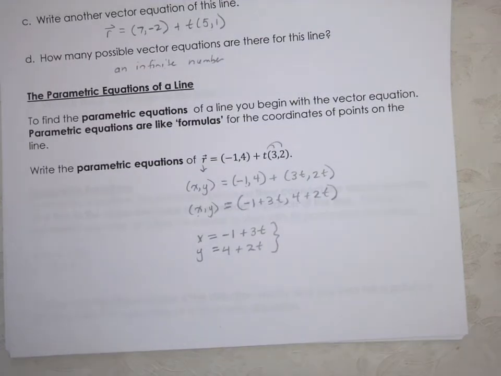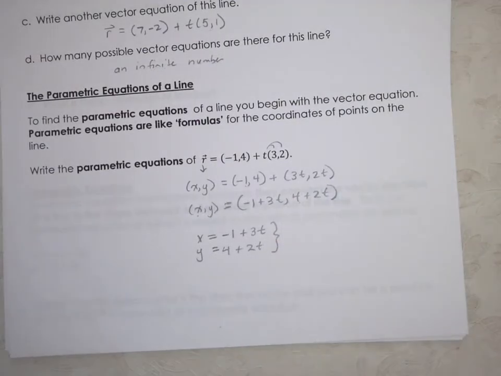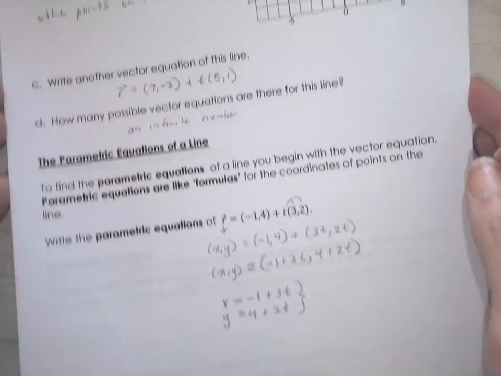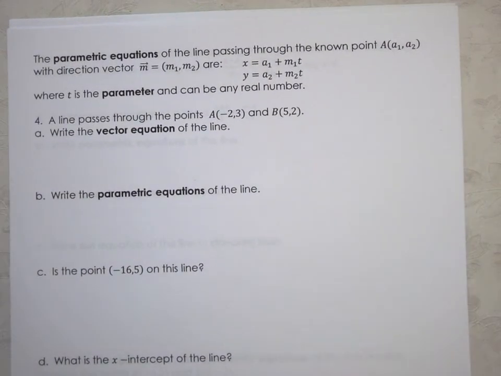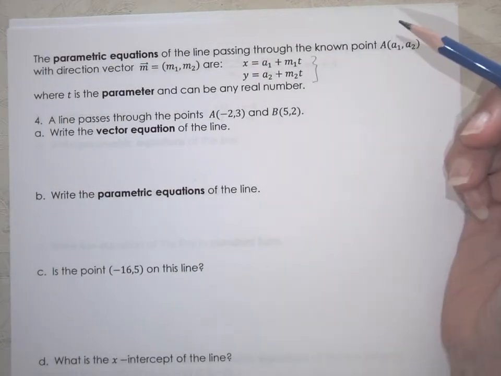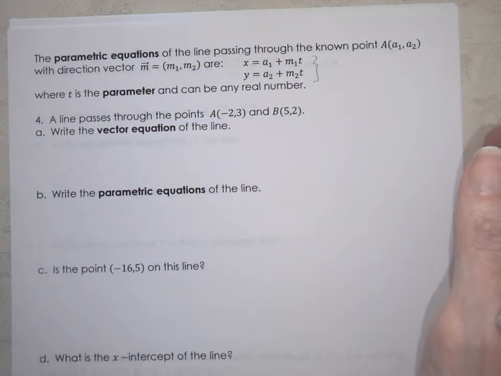So in two space, parametric equations occur in pairs. As I said, you can think of them as formulas to find corresponding x and y values for a given value of t. So those are parametric equations. The parametric equations of the line passing through the known point (a1, a2) with direction vector m with components m1, m2 are this. That's just what we did here, where t is the parameter and can be any real number.